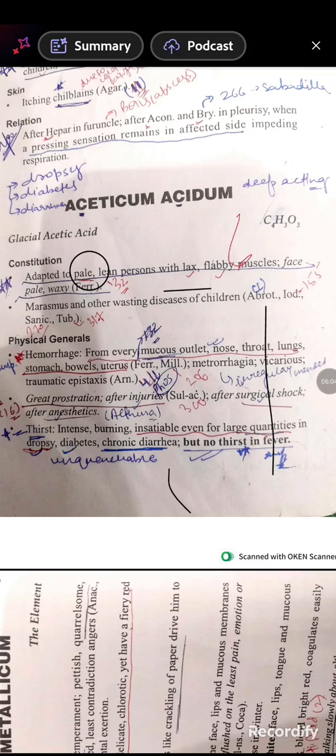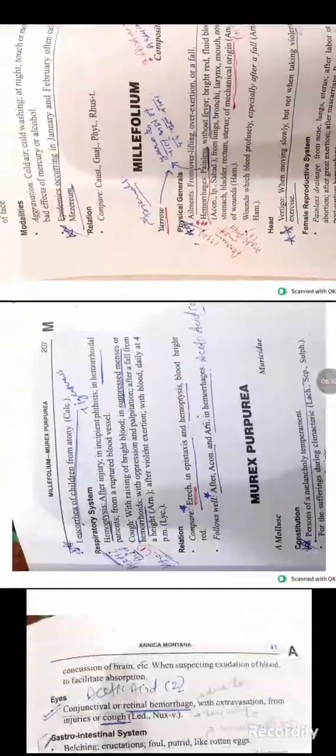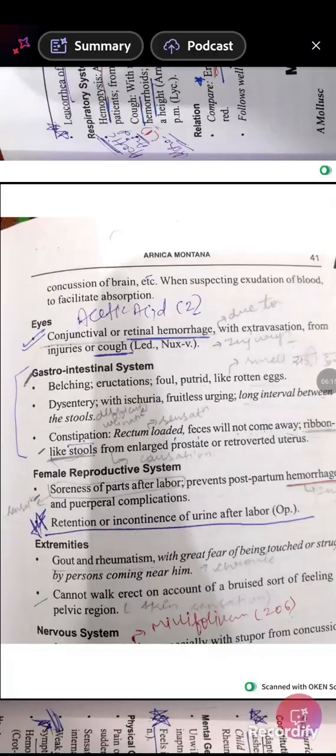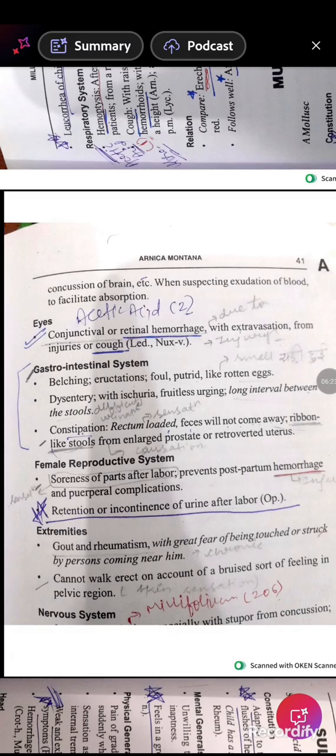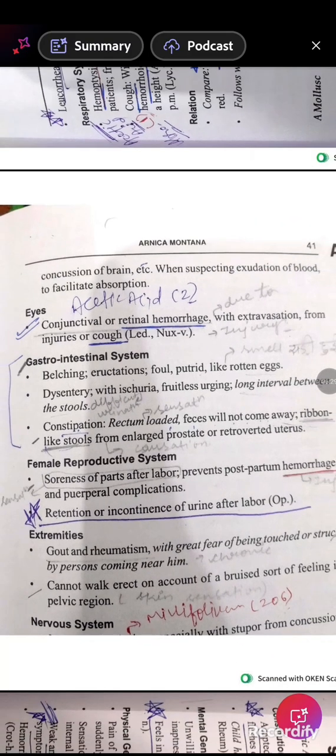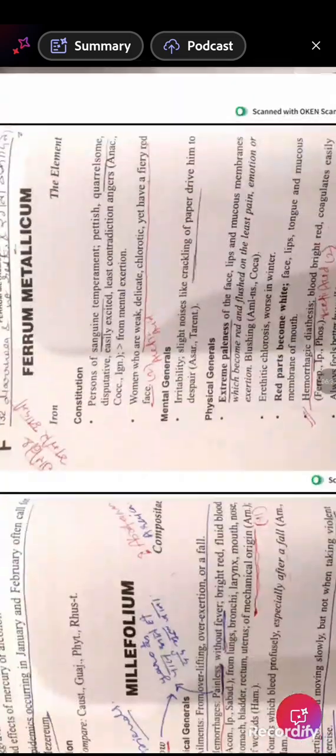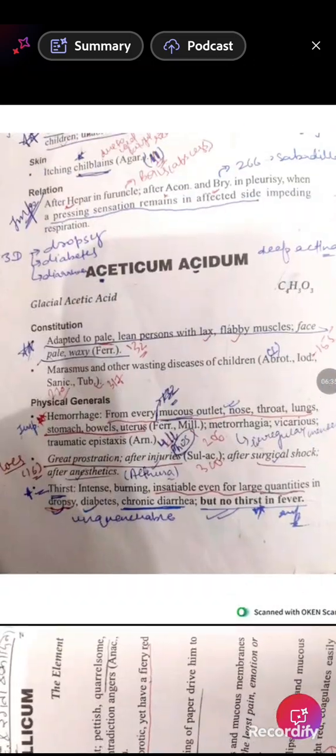Hemorrhage, traumatic epistaxis, nose bleeding. And the medicine is arnica. Go for arnica, page number 41. Okay, yes, page number 41. The point, eyes. Conjunctival or retinal hemorrhage. It means blood hemorrhage in eye with extravasation from injuries or cough. Okay. Write page number 2 of acetic acid in arnica. Like when we do arnica, we will go for acetic acid.